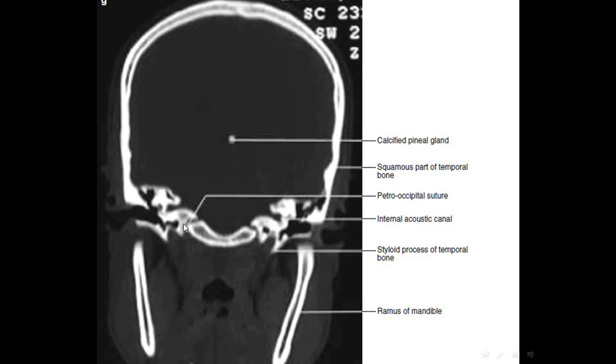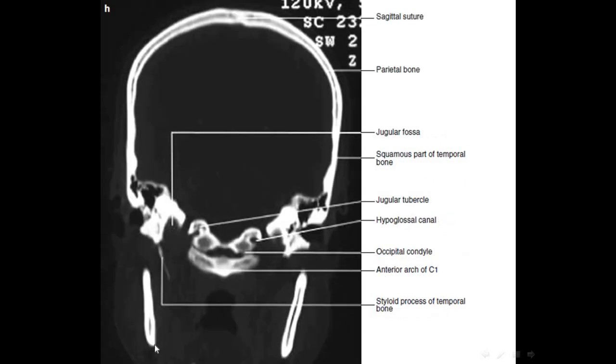This is the petrooccipital suture. This is the internal acoustic meatus, styloid process of temporal bone, ramus of mandible. This is the jugular fossa, and this is the hypoglossal canal.